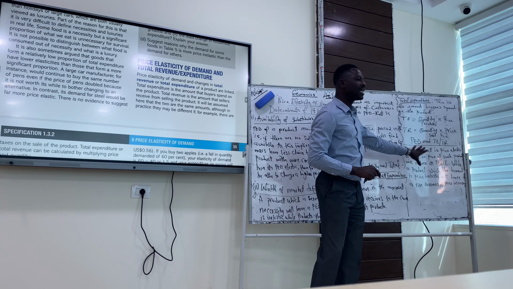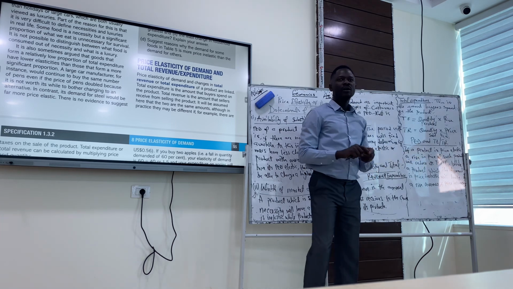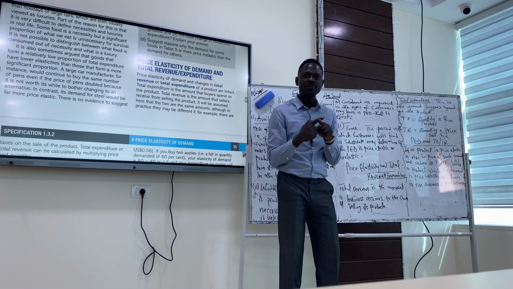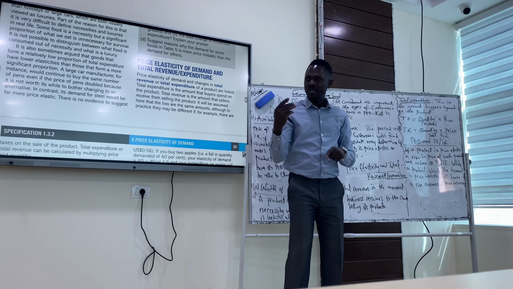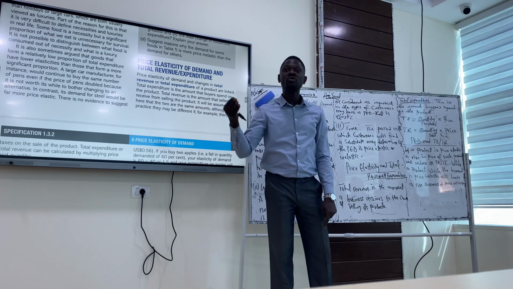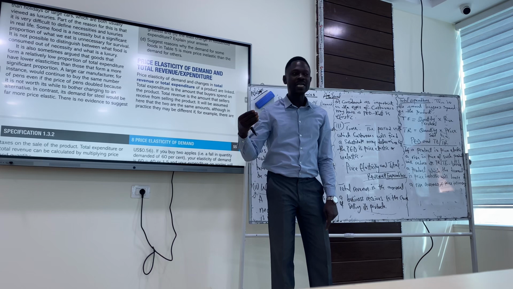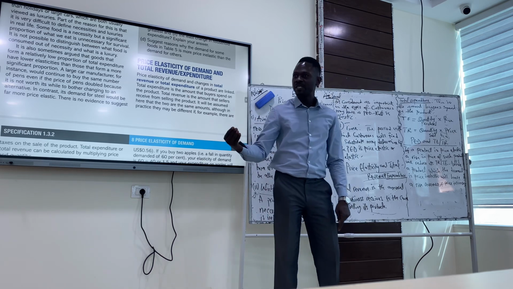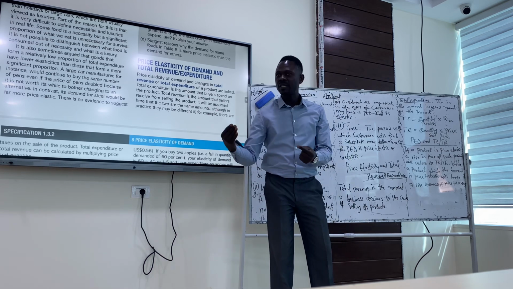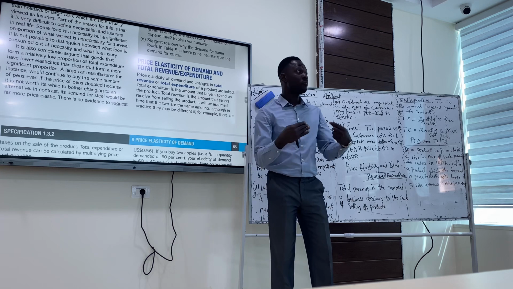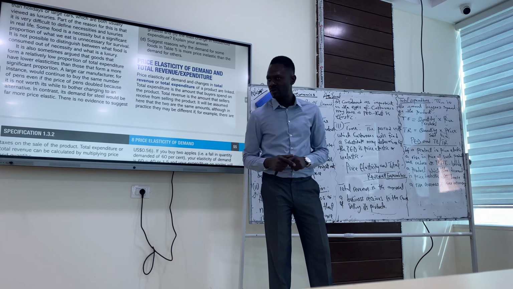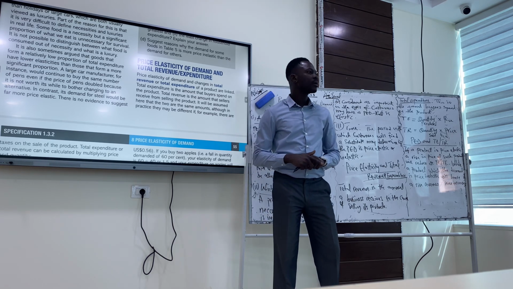Any question about PED and total revenue and total expenditure? Total revenue and total expenditure are linked together. Without total expenditure, there will never be total revenue, because expenditure represents buyers, revenue represents sellers. So if they are not buying, we are not selling, and they have to buy before we can talk about our revenue. Are they clear?